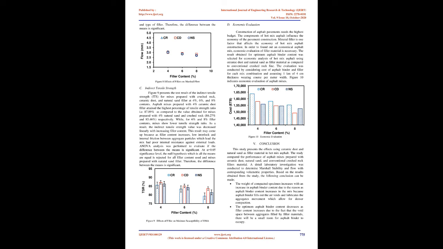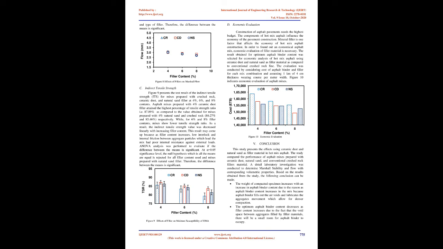As the percentage of filler content, ceramic dust and natural sand, increases in the asphalt mixes, the stability value decreases significantly. This may be due to the reason that stability is a function of aggregate interlocking, and as filler content increases, low interlock and internal friction between aggregate particles occur, which makes the mix lower in stability. However, for mixes prepared with crushed rock filler, Marshall stability increases up to a maximum then decreases gradually.